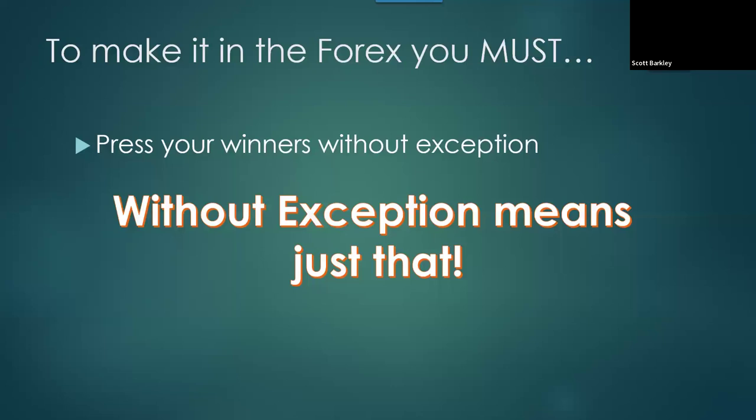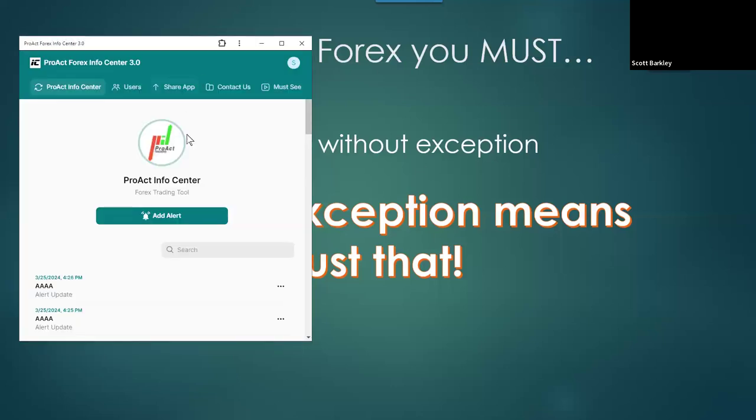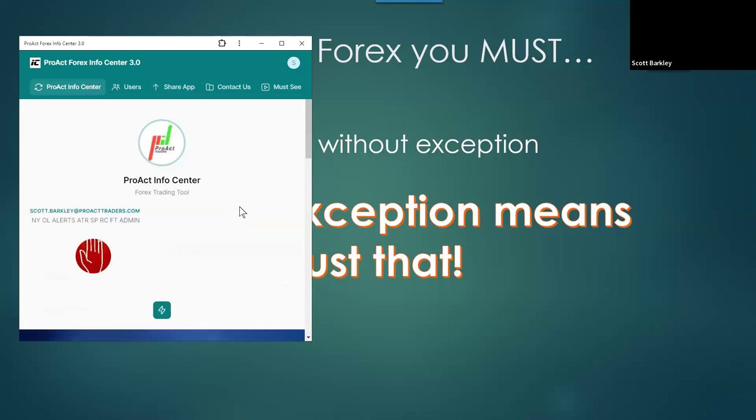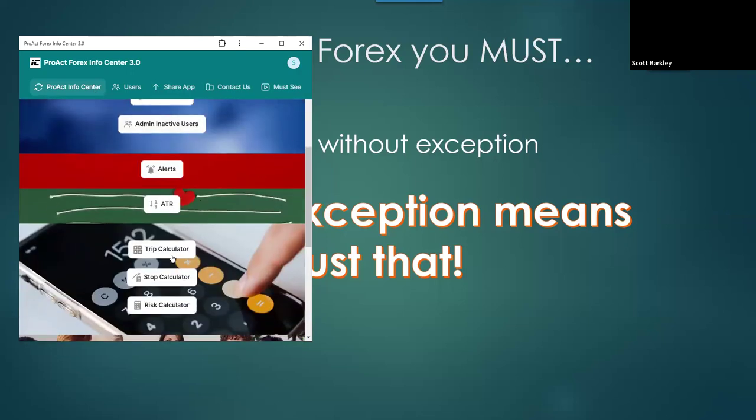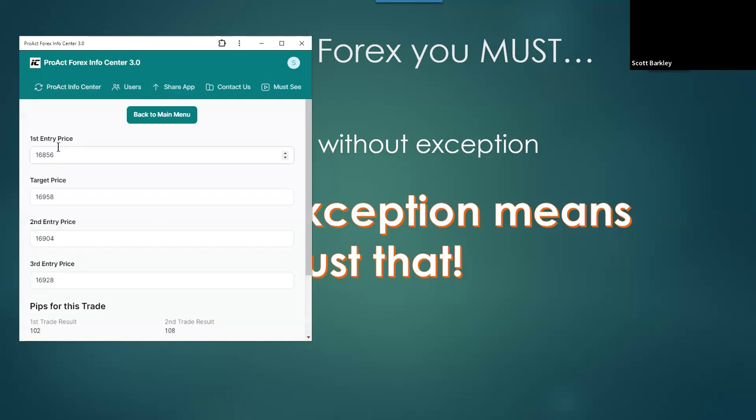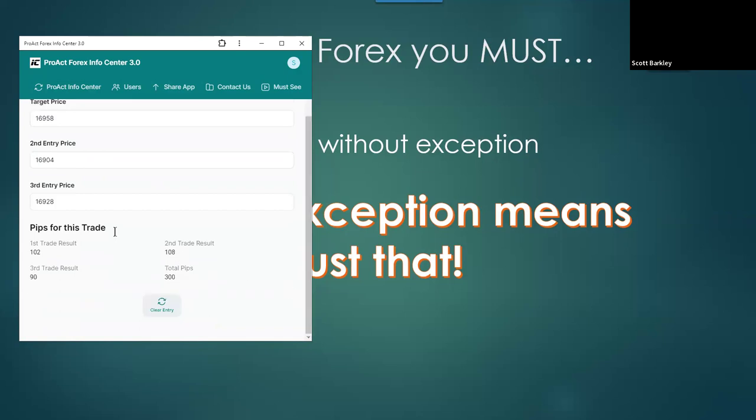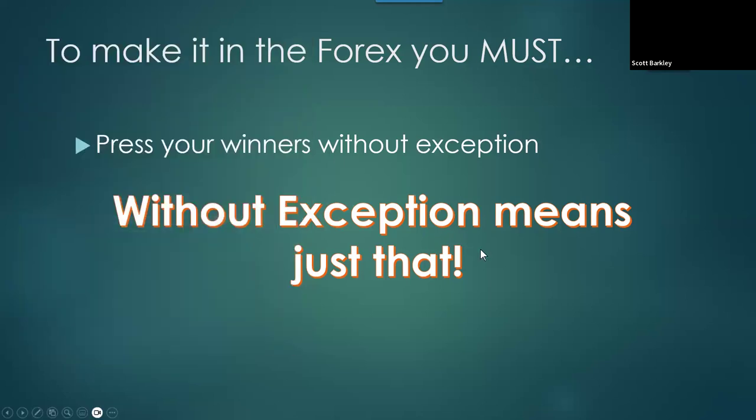And you recall that we have a brand new tool. We actually have a couple of them, but the tool we have now on the Info Center is the trip calculator, where you're able to calculate your entry, your target price, your second entry, and your third, and it will tell you what that trade is worth. So this trade I just put up there this morning is worth 300 pips if you execute. So it makes you think through the whole process, figure where you're going to put them, and find out if it's worthwhile for you to do it. If you've got 300 pips and you've got 120 pips, which one should you take? 300 pips. So that's really cool.